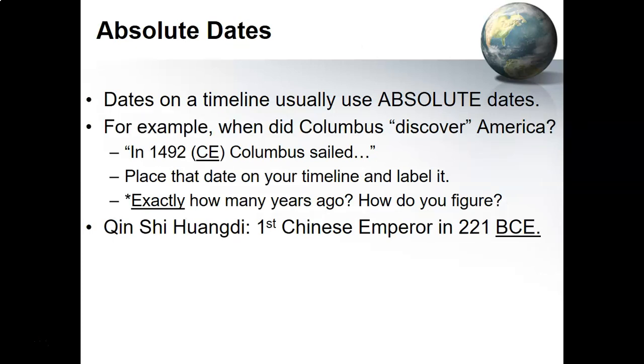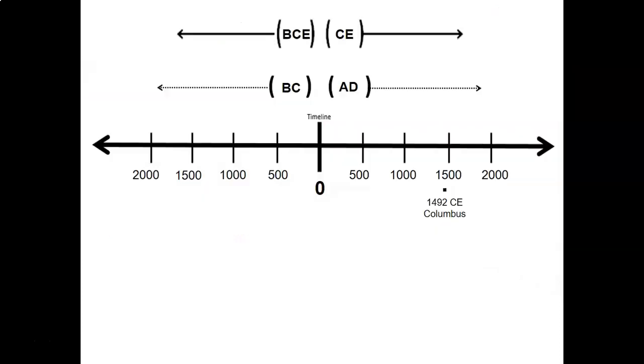That was a pretty easy example, but let's consider another one. In 221 BCE, so now we're on the left side of the zero, the weird side of the zero, the first Chinese emperor takes the title emperor. He's the first emperor of many, many, many, as we'll see. Chinese empires are a thing that aren't going away for a long time. Okay, if you're placing that on your timeline, where would you put that and how would you label it?